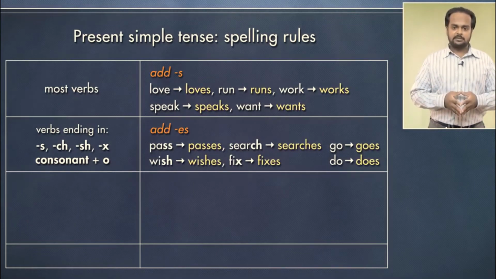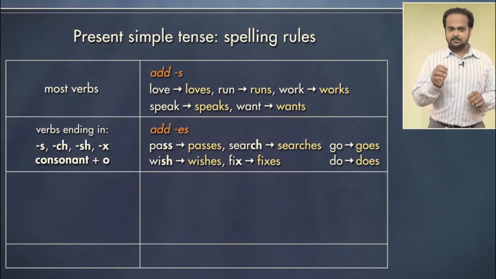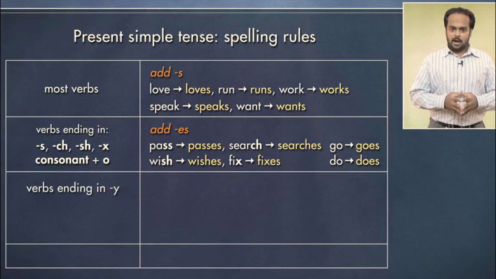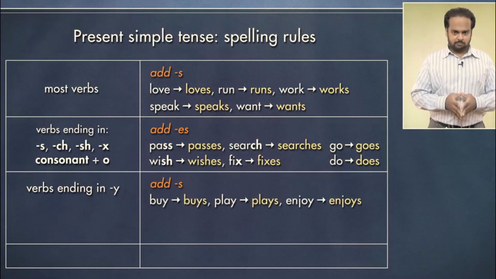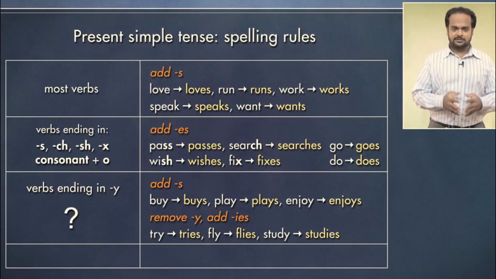Also, if a verb ends in O and has a consonant before it like G or D, then we add ES. Don't worry so much about this rule. Just remember to put ES in goes and does. With verbs ending in Y, we just add S to some verbs like buy, play, or enjoy. But with other verbs like try and fly and study, we remove the Y and we add IES. Why do we do that? Can you guess the rule?